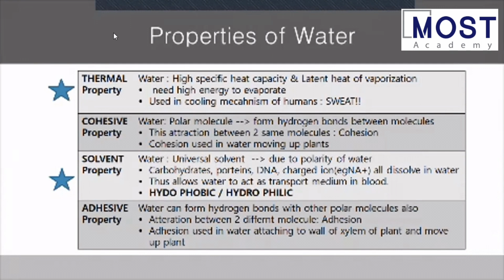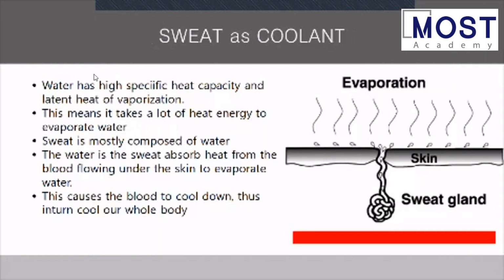So where is this used in biology? Okay, it's used as a cooling mechanism for humans by using sweat. If we talk about sweat, when our body temperature increases, when it's very hot outside, our sweat gland starts to produce sweat, and it covers the top surface of our skin. Sweat is mostly composed of water. So the water in the sweat will absorb the heat from the blood flowing under the skin to evaporate, so for it to change from liquid to gas.